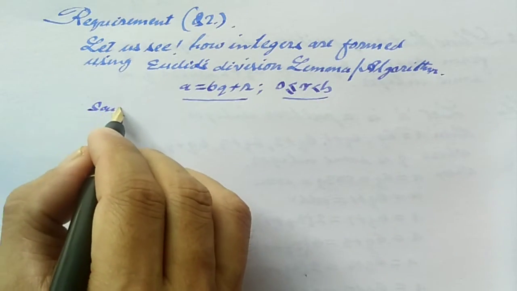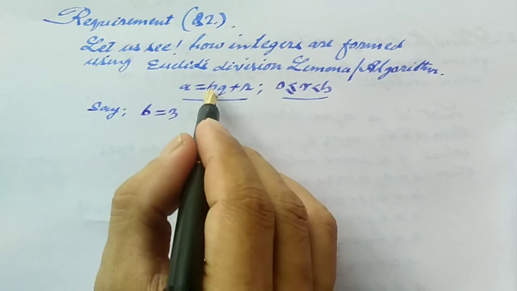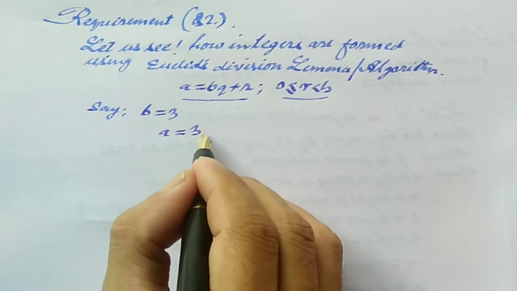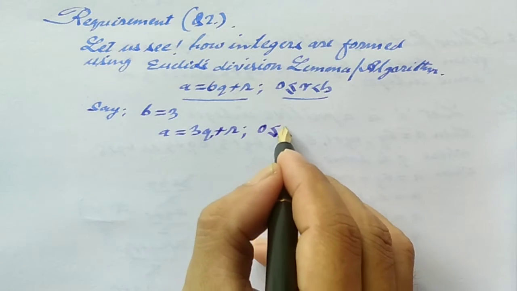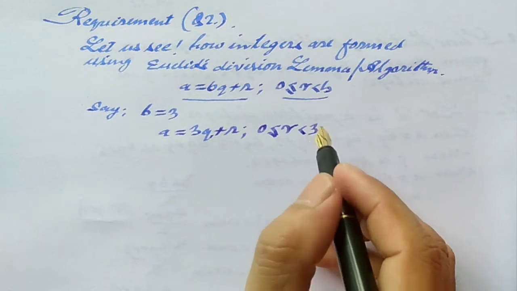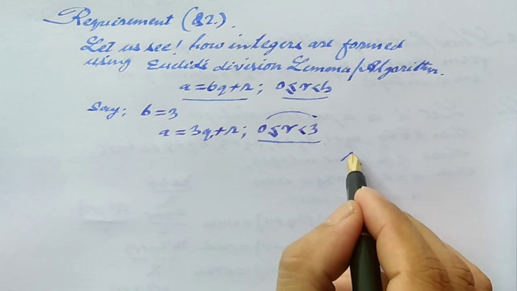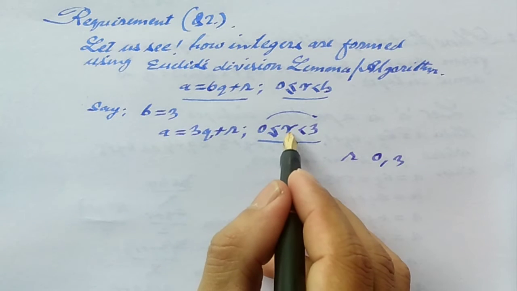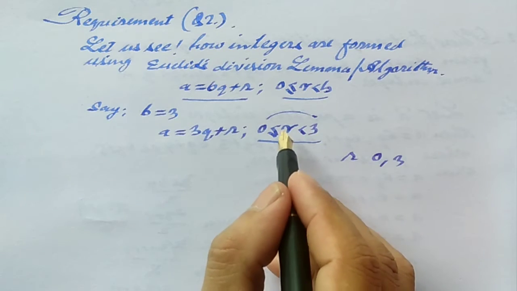So let us try to take examples. Say let us take b is equal to 3. When b is equal to 3, all this b in that relation will be converted into 3. So a is equal to 3q plus r, such that 0 is less than or equal to r and less than 3. So what it means is r is equal to 0 and r is between 0 and 3. There are two conditions, but r is always less than 3.